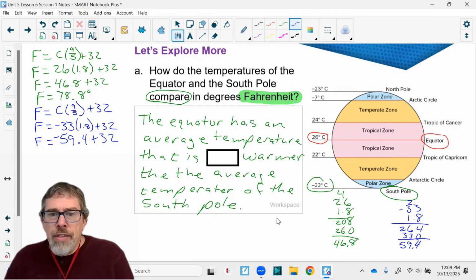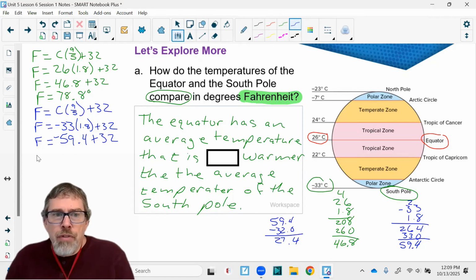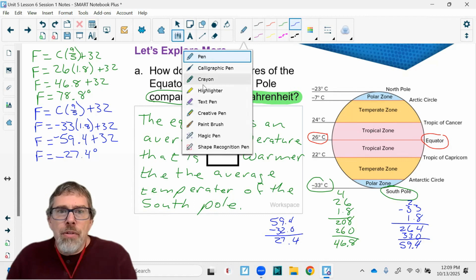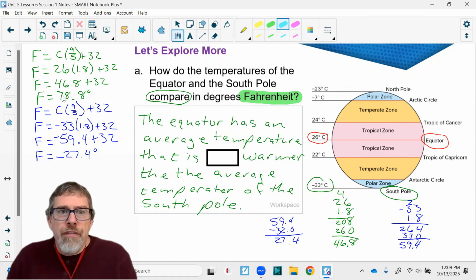Okay? So if I take 59.4, which is the absolute value of negative 59.4, and I subtract 32, because the signs are different, I get a difference of 4. 9 minus 2 is 7. 5 minus 3 is 2. So the Fahrenheit temperature average is negative 27.4 degrees. Okay, so now I found the Fahrenheit temperature at the equator and the Fahrenheit temperature at the South Pole.